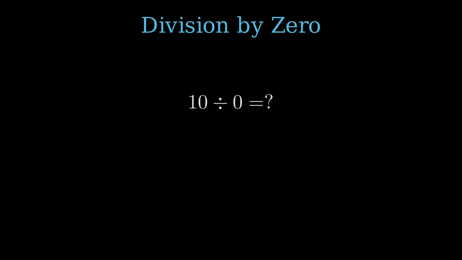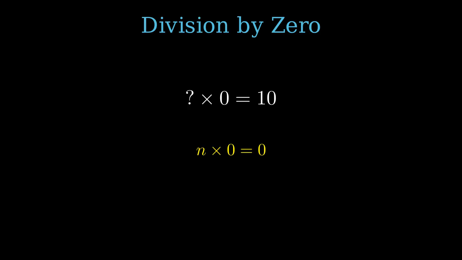Imagine we want to calculate 10 divided by 0. Following our rule, we are looking for a specific number that, when multiplied by 0, equals 10. But here is the problem. The defining property of 0 is that any number multiplied by it results in 0.